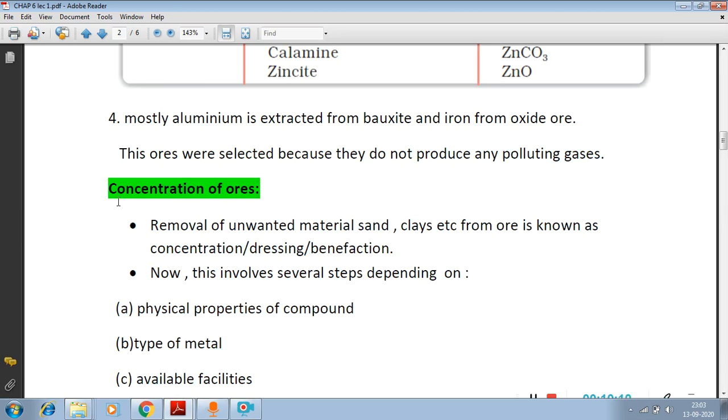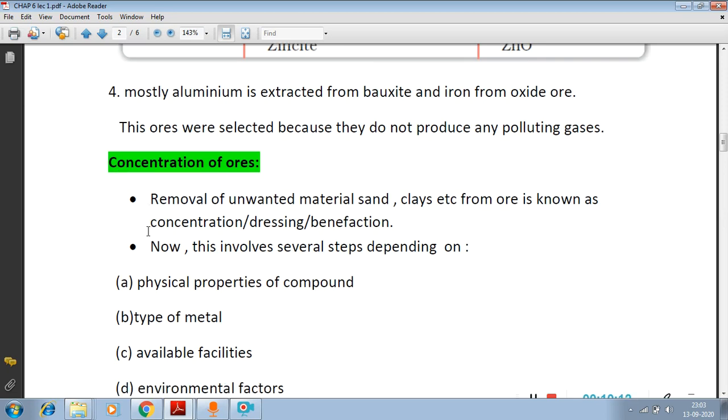Now, what do you mean by this term concentration of ore? Here, removal of unwanted material such as sand, glass, etc. from ore is known as concentration or dressing or benefaction. Simply, you can say the ore is bathing here. The sand or soil particles that are on the ore are cleaned up here in this tub.